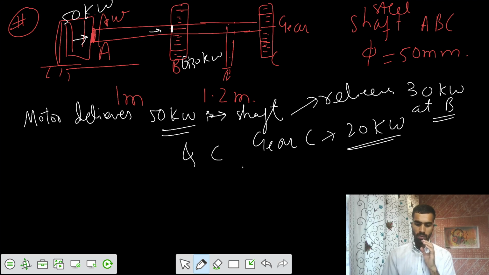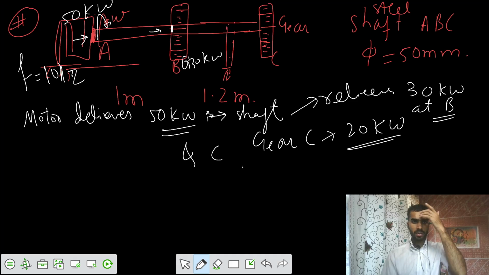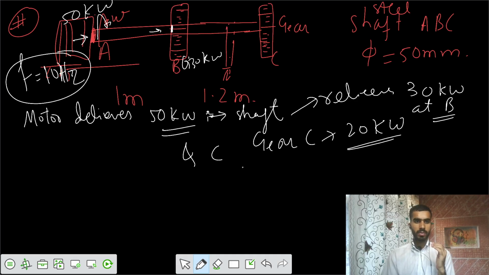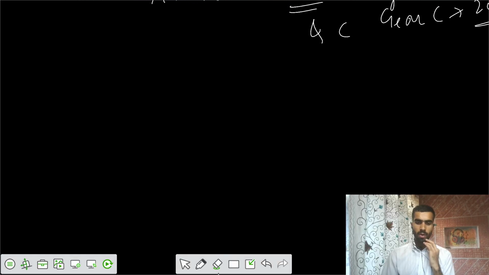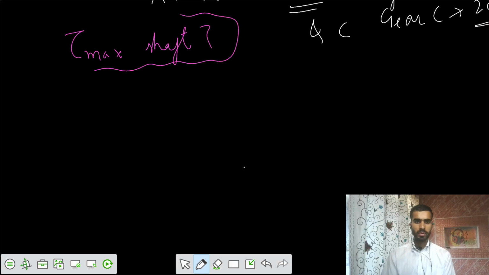Now one more thing is that we have this omega, and the frequency equals 10 hertz. And based on this problem, you have to say what should be the maximum shear stress developed in the shaft. What should be the maximum shear stress that has developed in any part of the shaft?